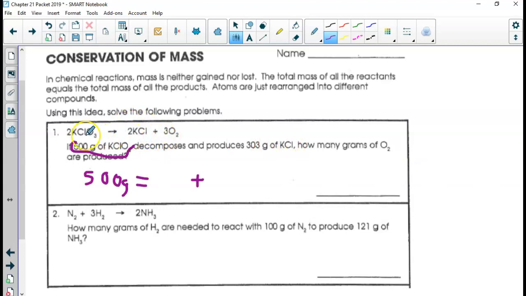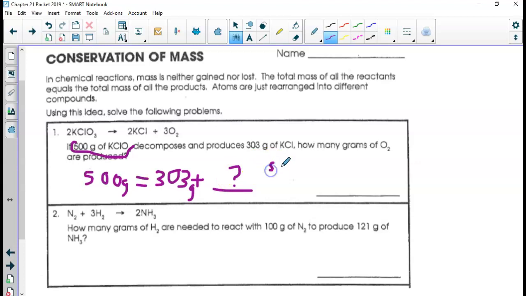Now, I know there's some subscripts and coefficients in these numbers, but that doesn't matter for these math problems. We're just looking at the grams. I know those are some funky looking numbers, but that's okay. So we have 303 grams of the KCl plus we don't know how many grams of oxygen. But if I write it like this, I bet you can figure it out. If we take our 500 grams and subtract the 303 grams of KCl, that's going to tell us how many grams of oxygen we end up with.